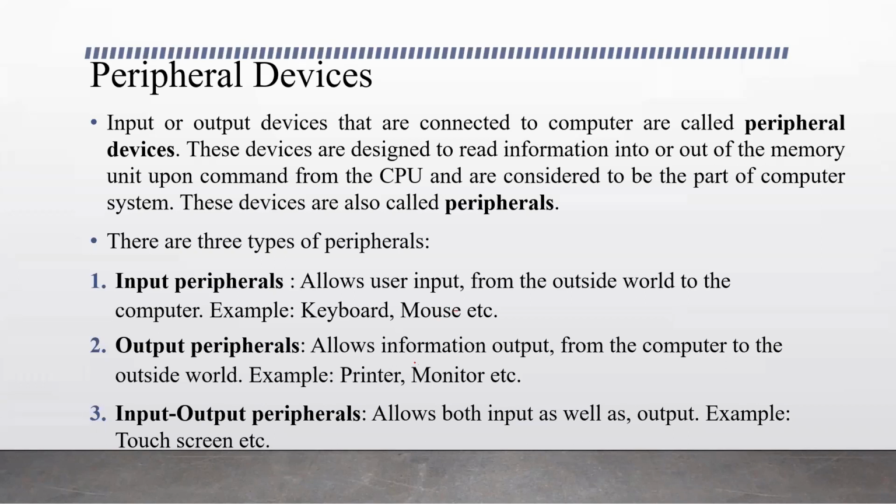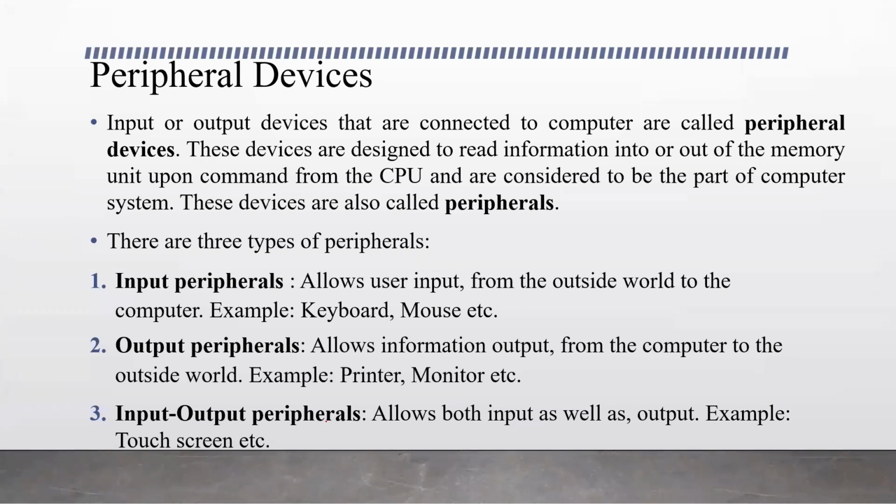And output peripherals allow information output from the computer to the outside world. The peripherals that are used to transfer the data from the computer to the outside world we call output peripherals. Examples: printer, monitor. Whatever form the result may be, it can be printed on a sheet, or it can be displayed on the monitor. And the other output device, such as a speaker, gives the audio output.